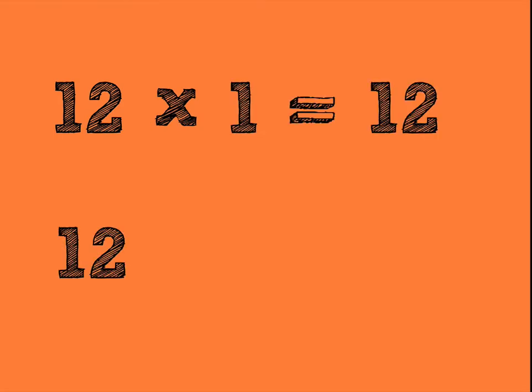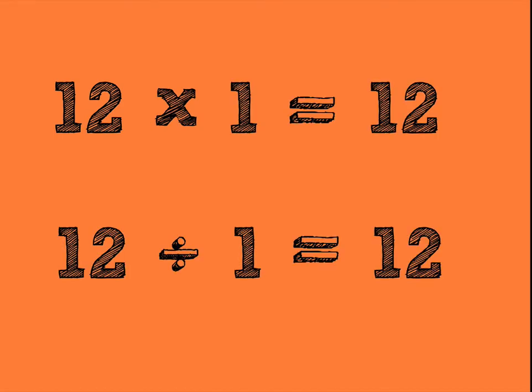Here's the basic idea. Any number multiplied or divided by 1 is still equal to the original number. You could even say 12 times 3/3 equals 12. And 12 divided by 3/3 equals 12. That's because 3 and 3 are equal to each other, and therefore are equivalent to 1.